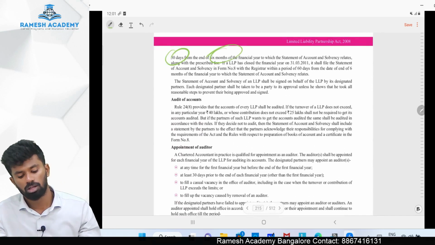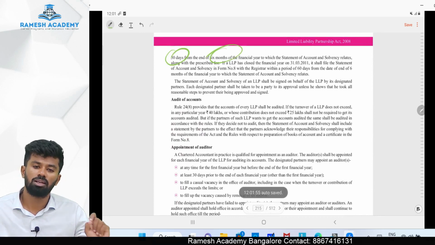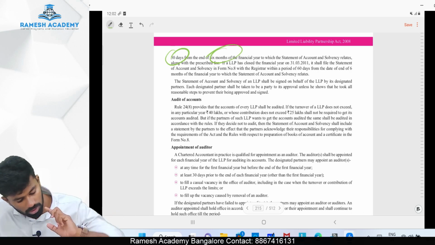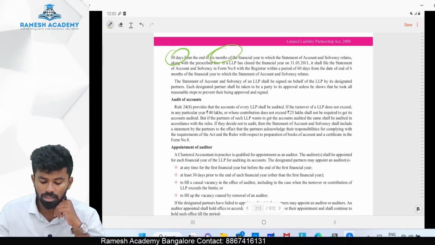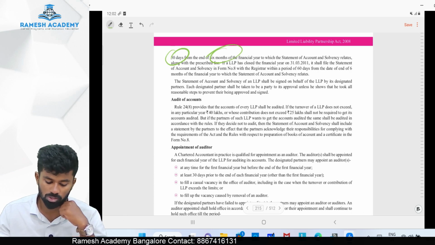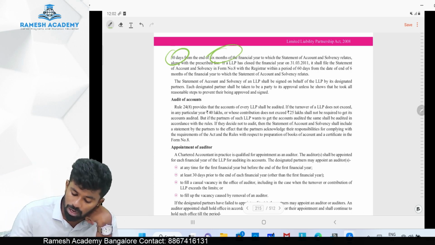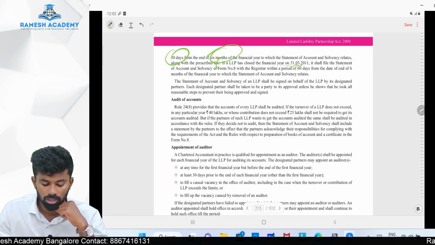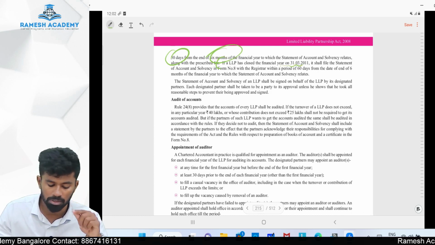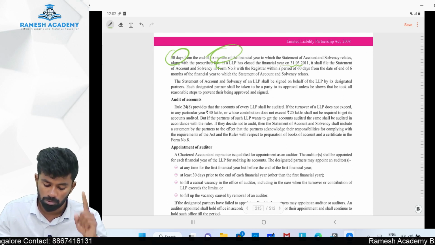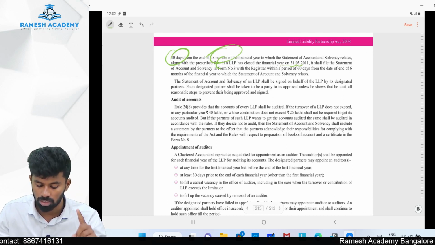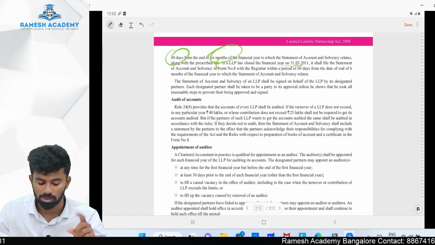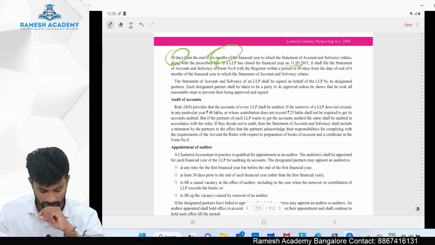Correct? End of financial year is 31st March. From that date, 6 months plus you will get 30 days of time to file the statement of accounts and solvency. If LLP has closed its financial year on 31st March 2011, it shall file the statement of accounts and solvency in the form number 8 with the registrar within a period of how many days? 30 days from the end of 6 months, not 60 days, it is 30 days.